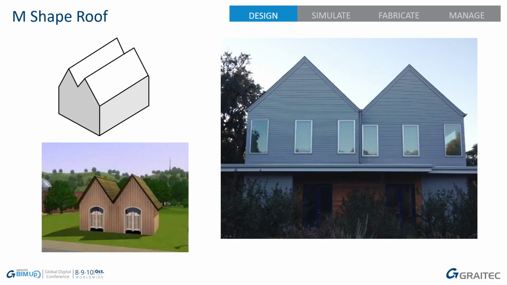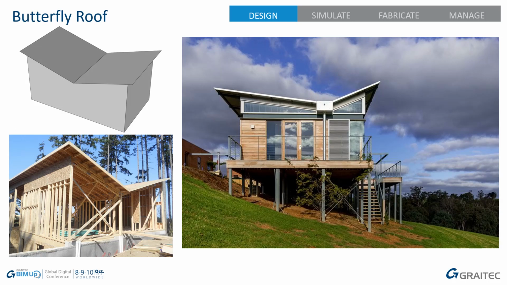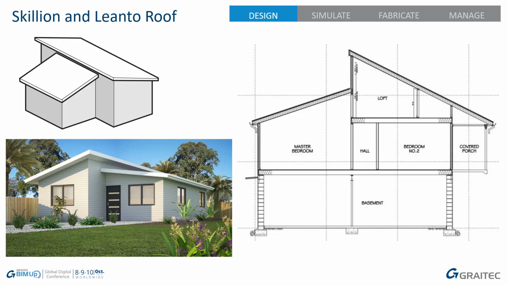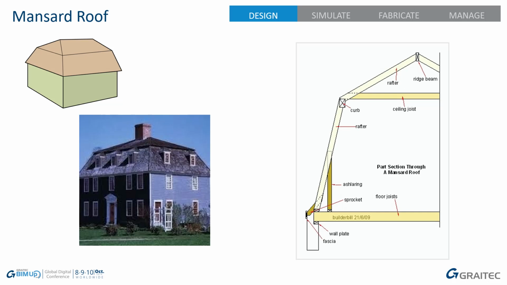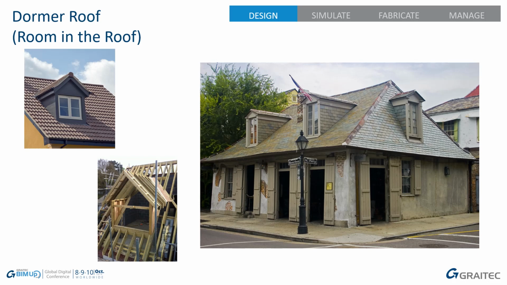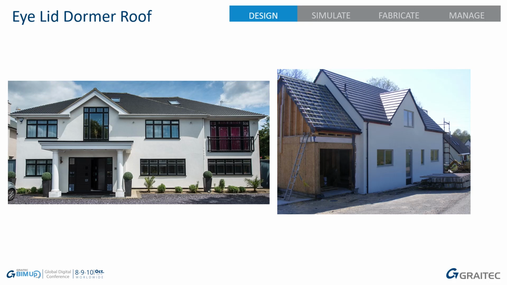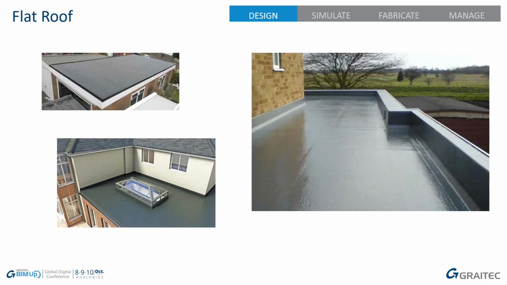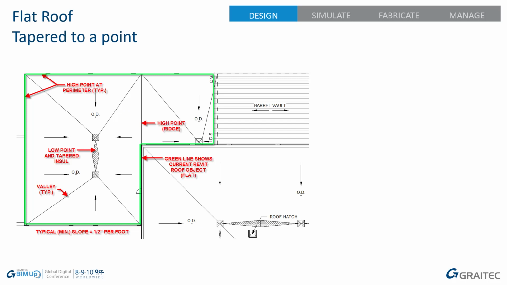construction. We've got an M-shaped roof, I wonder why it's called that. A butterfly roof, an offset butterfly roof as well. A skillion and lean-to. The mansard. Gambrel roofs, these are quite common in America. A dormer roof, where we've got a room in the roof situation going on. We've got an eyelid dormer. Now, the official name for this isn't necessarily an eyelid dormer, but it's the one that I've heard used most commonly. We've got flat roofs, and then we have flat roofs tapered to a point for drainage purposes.